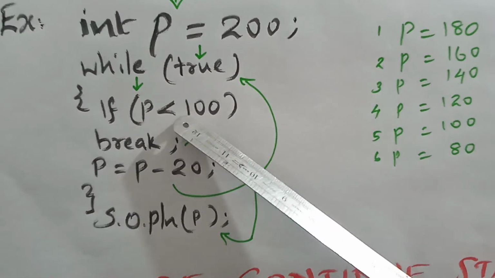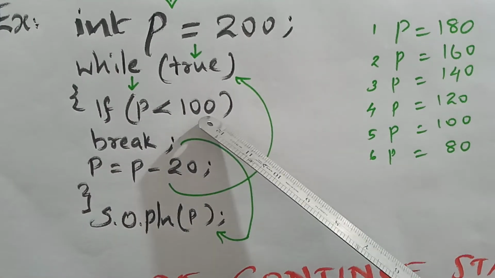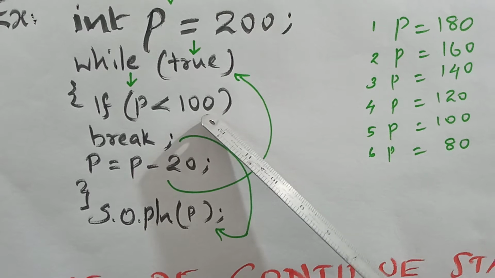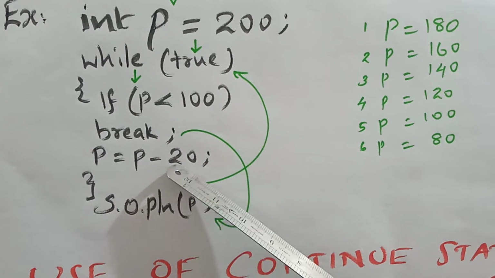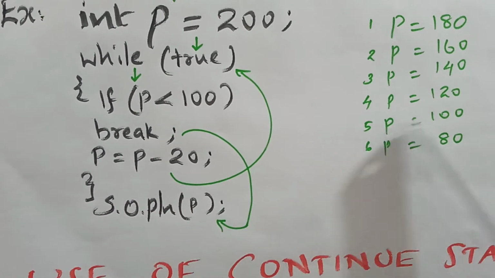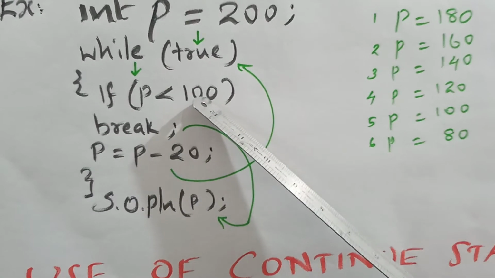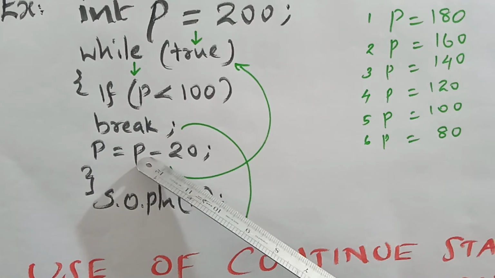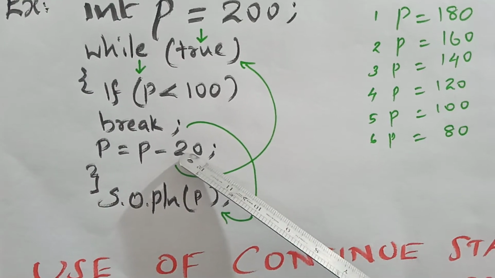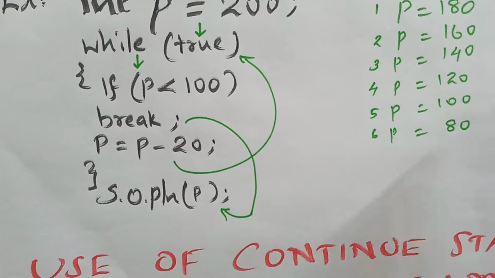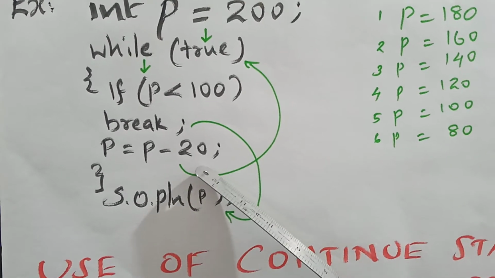And again see the condition. 120 less than 100? No. Then again take 120 minus 20. It will give you 100. Now come to here. Now see, 100 less than 100? No. Then again come here. 100 minus 20. What will it give you? 80. So p is now 80.